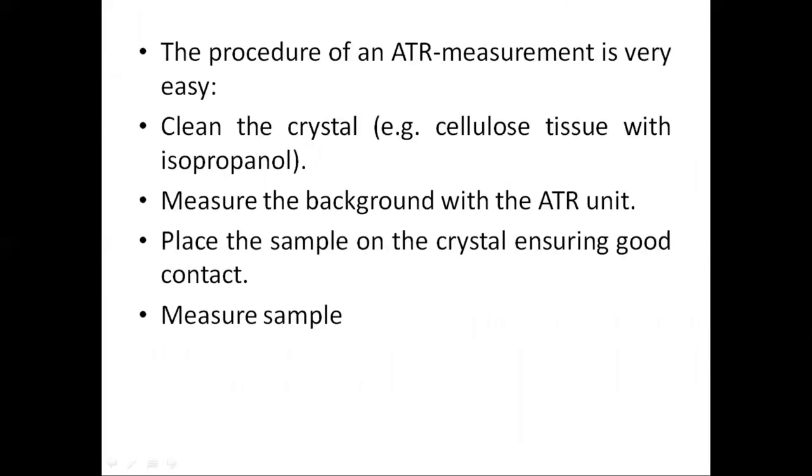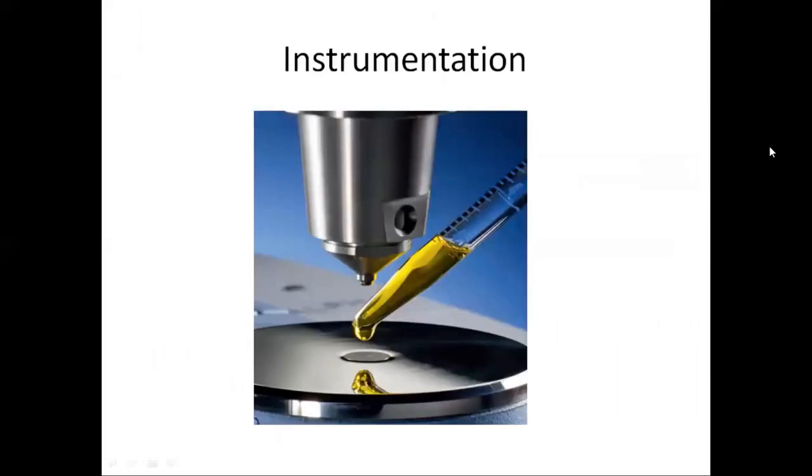The procedure for an ATR measurement is very easy. First, you have to clean the crystal with cellulose tissue with the help of isopropanol. Measure the background with the ATR unit. Then place the sample on the crystal, ensuring good contact, and then measure the sample. So how exactly the ATR crystal looks, it is here. On this ATR crystal you can put your liquid sample or solid sample, and then you can start with the measurement. That is, the IR radiation you can pass through this crystal as well as your sample.